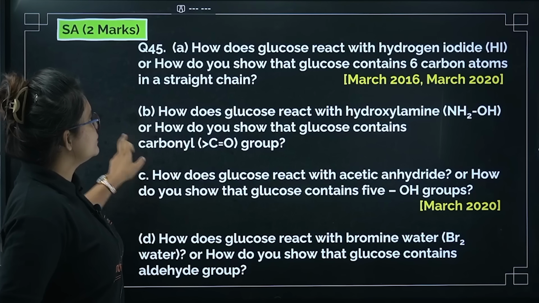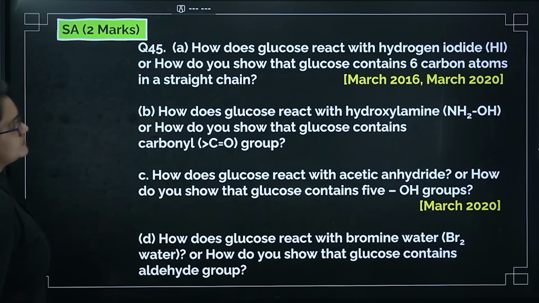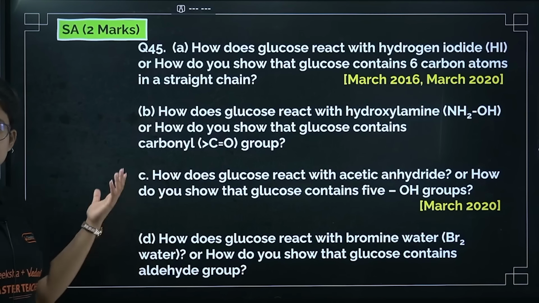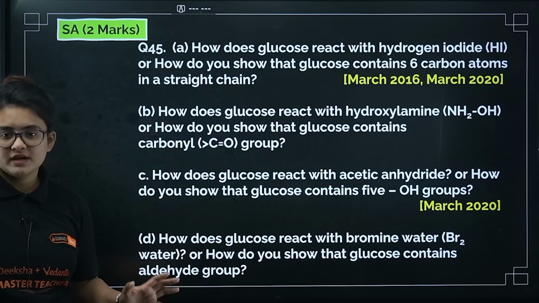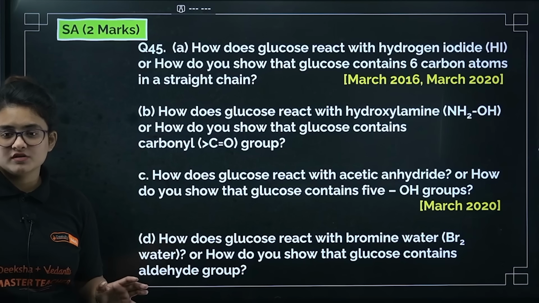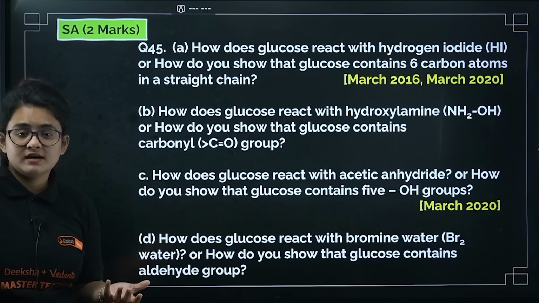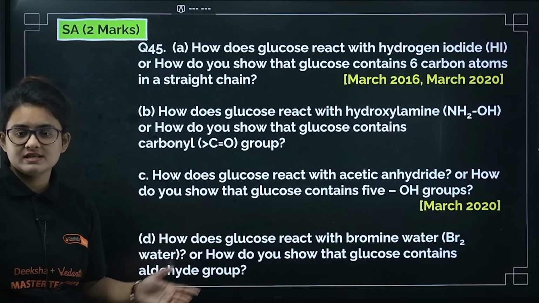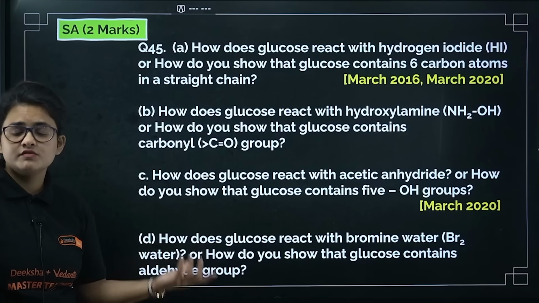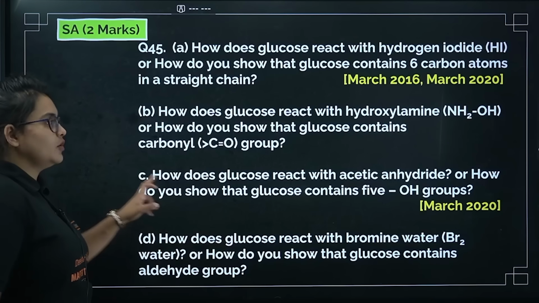Let's go ahead with the biomolecules. Here you can see all the reactions that are related to the open chain structure of glucose. Okay, reaction with HI, reaction with hydroxylamine. Okay, reaction with acetic acid. Okay, reaction with acetic anhydride, then reaction with bromine water, all of them are important.